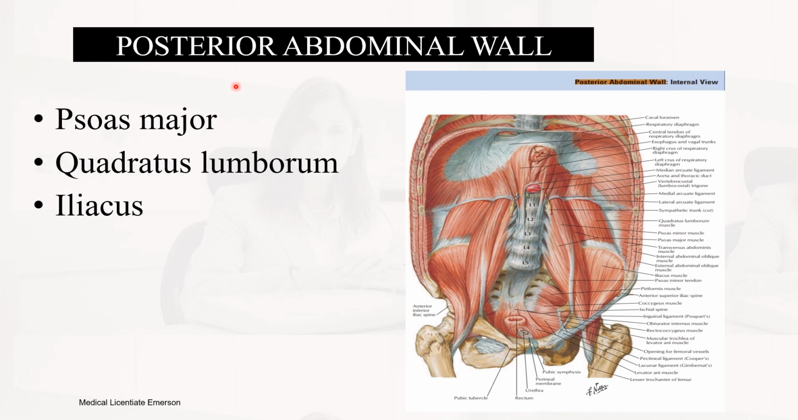Then we have the posterior abdominal wall. The posterior abdominal wall is made up of muscles: the psoas major, the quadratus lumborum, and the iliacus. So this is now the posterior trunk. This is the posterior abdominal wall, the internal view.